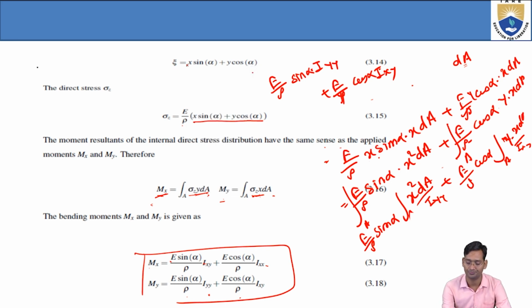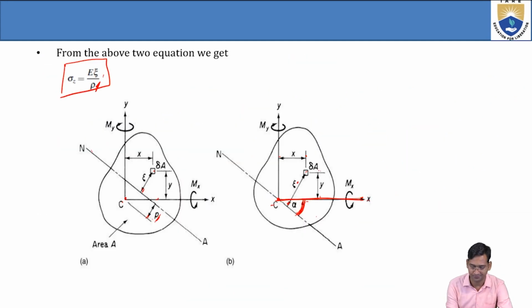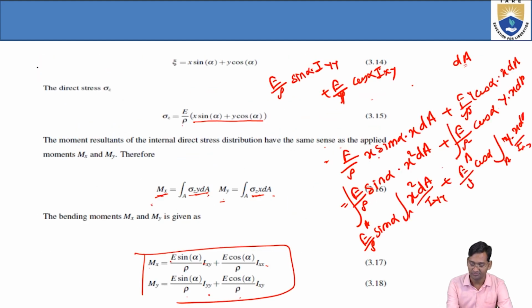Let's substitute that zeta value in sigma z. After substituting, sigma z equals E by rho into x sine alpha plus y cos alpha. Now we know the moments Mx and My. Mx will be equal to the integral over the entire area A of sigma z y dA, and My is equal to the integral over A of sigma z x dA.